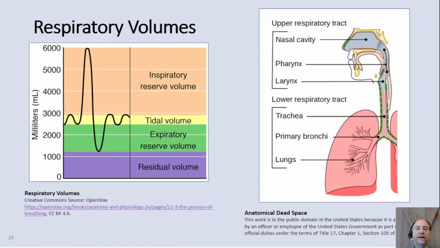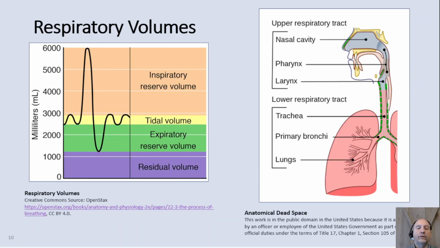Expiratory reserve volume is the amount of air that an adult can forcefully exhale past a normal tidal exhalation. This can be as much as 1,000 to 1,200 mLs in an adult. This is indicated in green on the image on the left. Inspiratory reserve volume is the extra volume of air that can be inhaled during a deep inhalation and is indicated in orange on the image on the left. This volume ranges from 2,100 to 3,200 mLs in an adult.